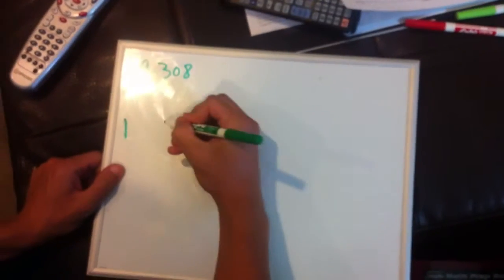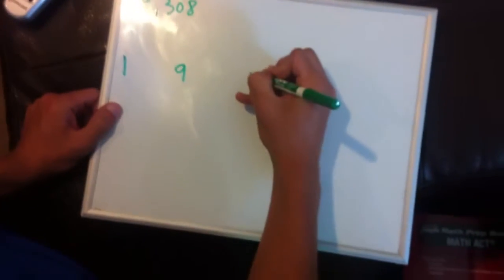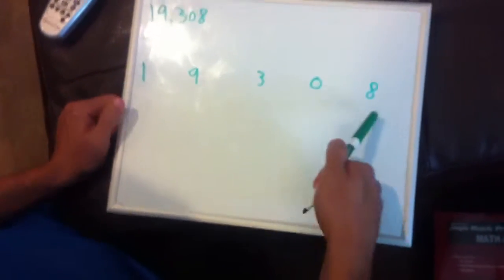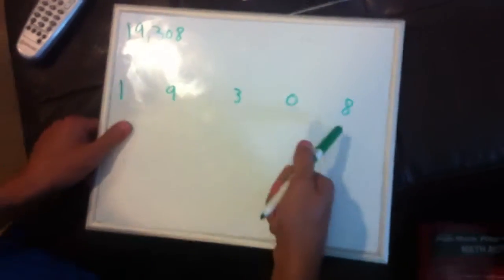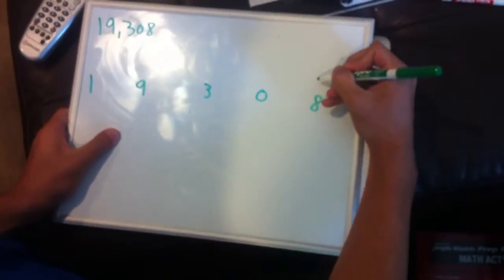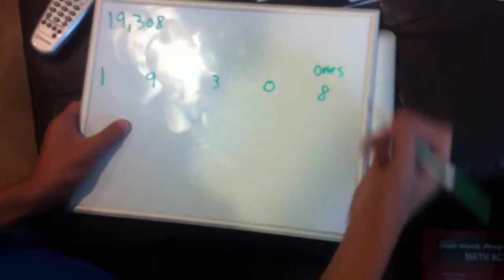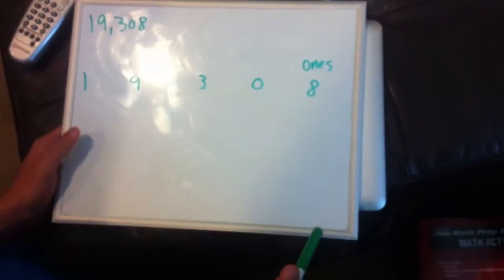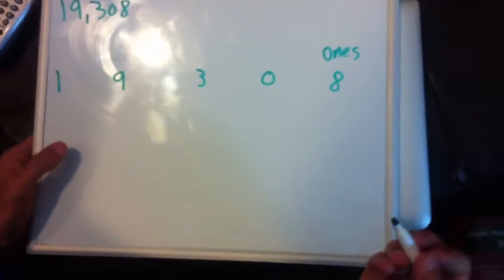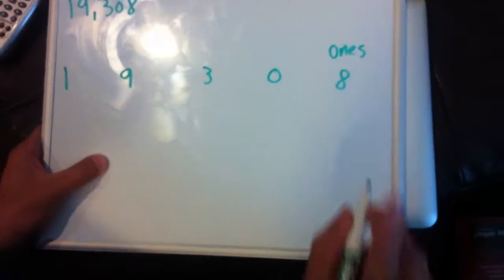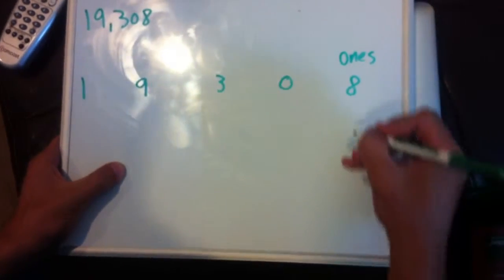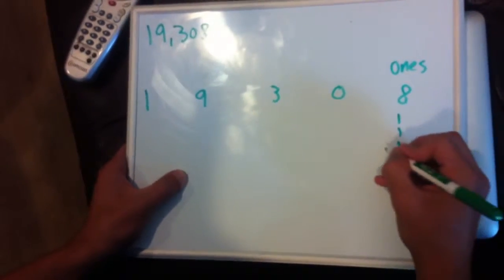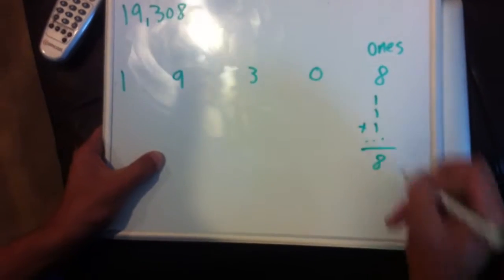So we have the 1, the 9, the 3, the 0, and the 8. So let's start with the 8, because that's our first number. In this first spot, this is called the ones place. Now this is pretty easy to remember, since it's the first number, we call it the ones place. Now, in this ones place, we have 8 number ones. So that might sound a bit confusing right now, but it'll make more sense later. So we have 8 ones, so 1 plus 1 plus 1, on and on and on, until we have 8.